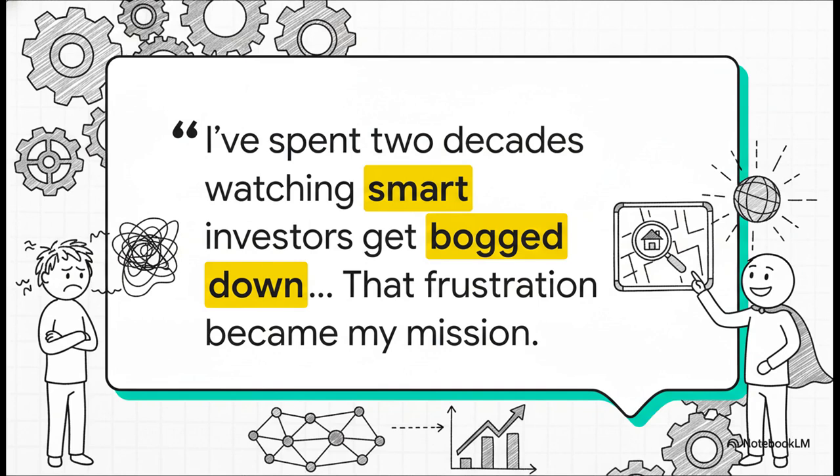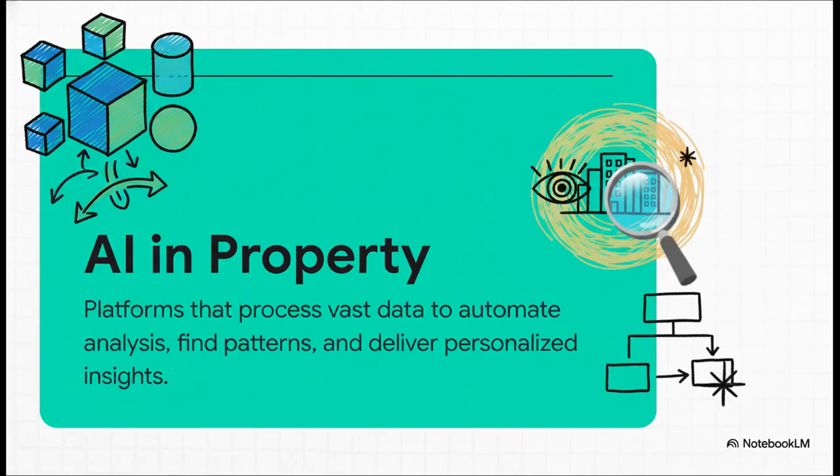And hey, this isn't just a theory, it's a frustration that experts have been feeling for years. This quote just nails it. After watching smart people get stuck in spreadsheets and conflicting data for 2 decades, that frustration became a mission. Not just to coach them, but to change the entire game. And that brings us to the solution, artificial intelligence.